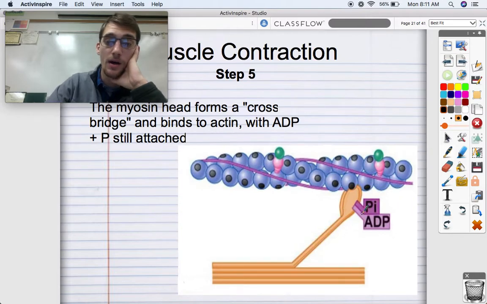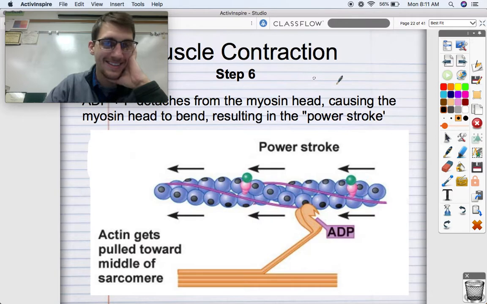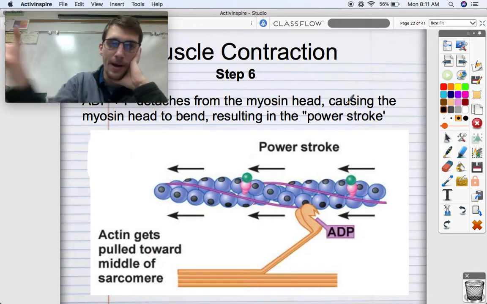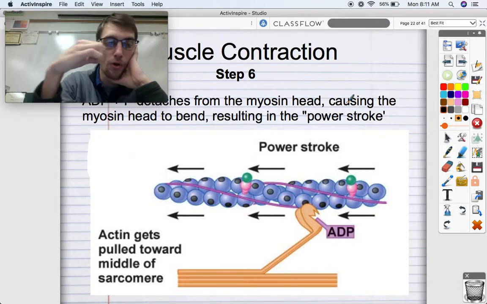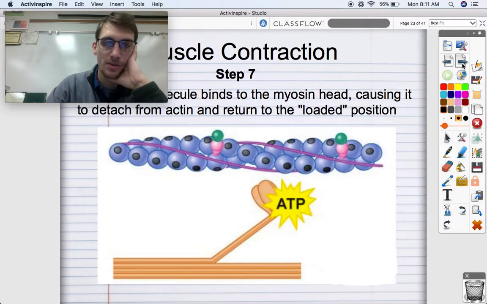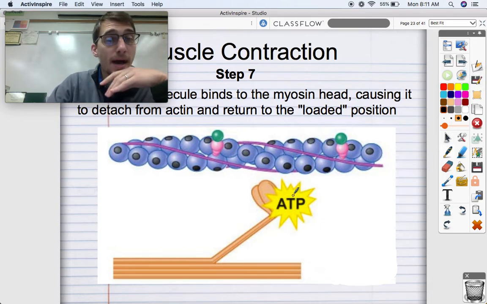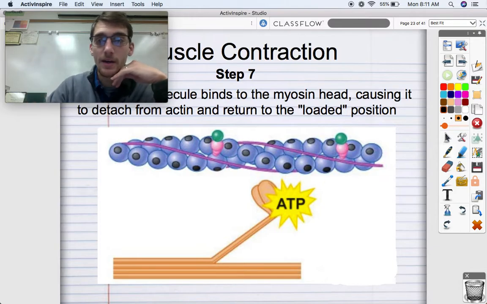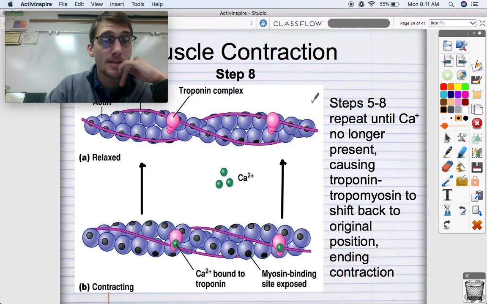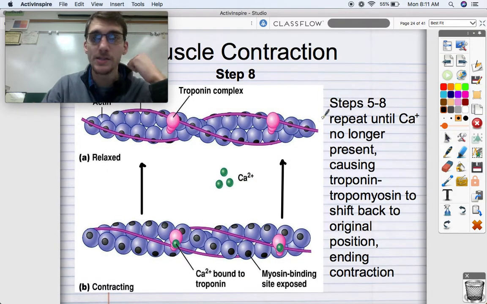Sorry, I skipped a step there. And when ADP detaches, it results in the power stroke, which causes myosin to pull on actin and pull actin towards the middle of the sarcomere. And then ATP rebinds to myosin and pulls it off, and that process repeats until there's no more calcium and contraction ends.